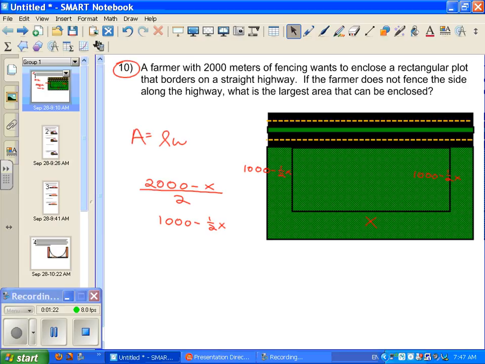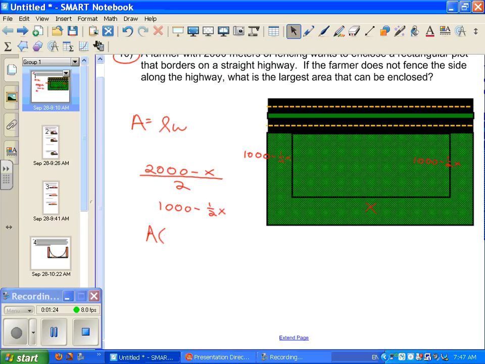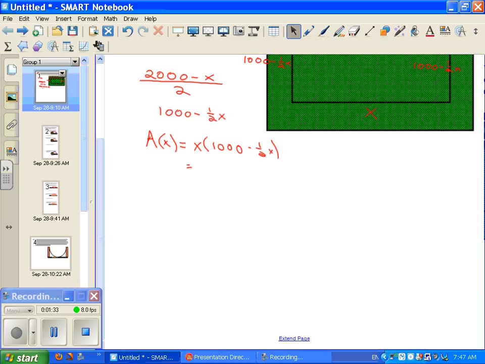All right, so if I want my area with only x's in it, it's going to be length, x, times width, 1,000 minus 1/2 x. So when I distribute, I'm going to get 1,000x minus 1/2 x squared. And now I can figure out where my area is going to be at a maximum. It's not going to be a square this time. So what's my b in this problem?